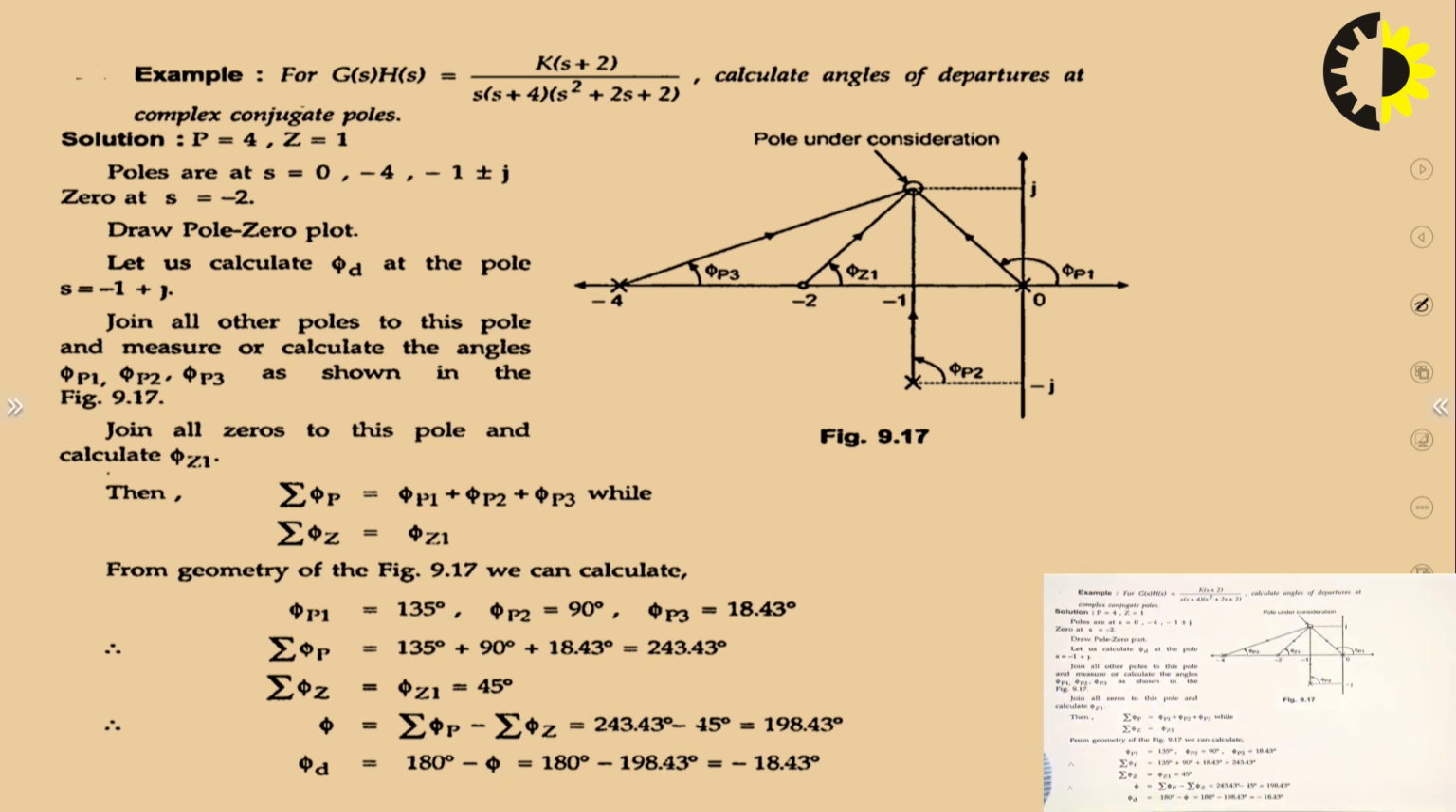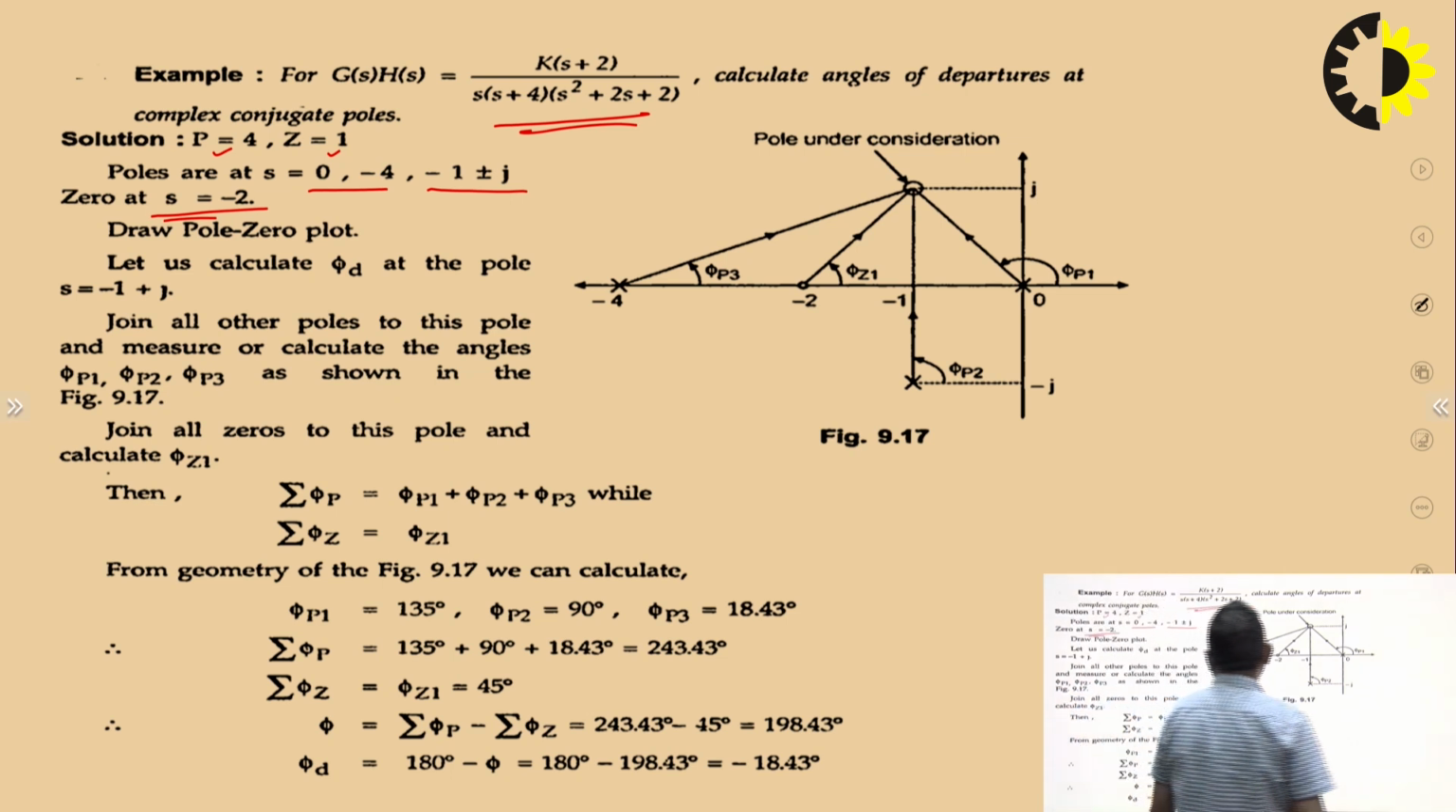So how will you calculate the angle of departure? Angle of departure is to be calculated in the case of complex poles. How the complex poles will terminate towards infinity, we can see using this angle of departure. So this is the equation given to us, and you can see there are 4 poles here because the equation is of 4th order, and there is only 1 zero. If you solve, you will find that poles are located at 0, -4, and -1 plus minus j, and the zero is located at s equals -2.